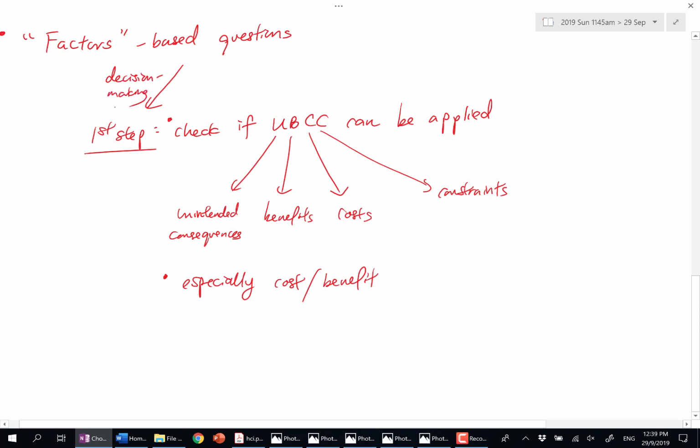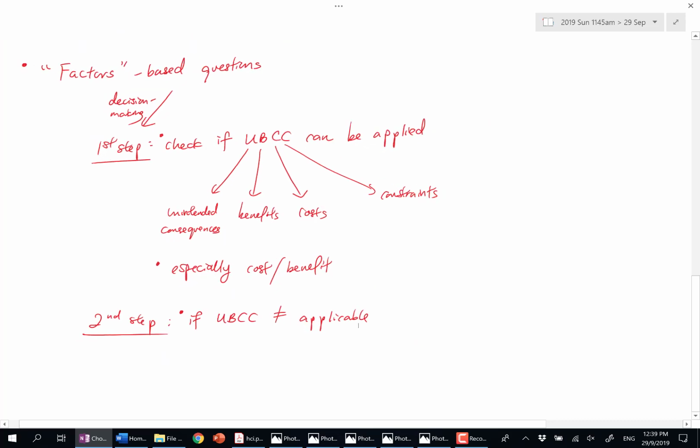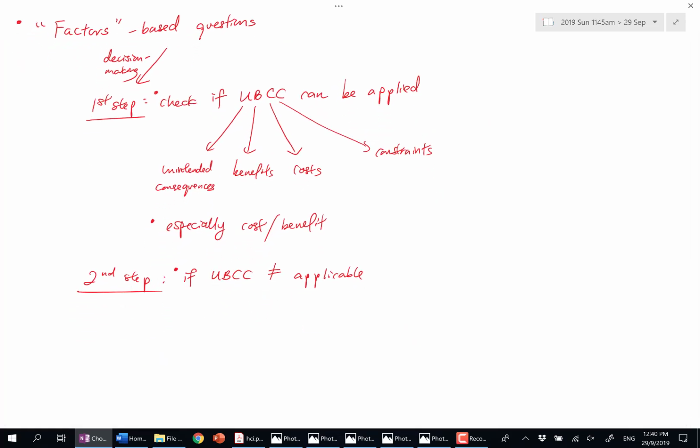Alright? But the second step is also relevant. If UBCC is not applicable, okay? So what do you do if it's not applicable? I hate to say this, but yo-yo, you're on your own. It's not decision making anymore. If you can't do this, then it's a question that's content summary. They want you to summarize content. Okay?